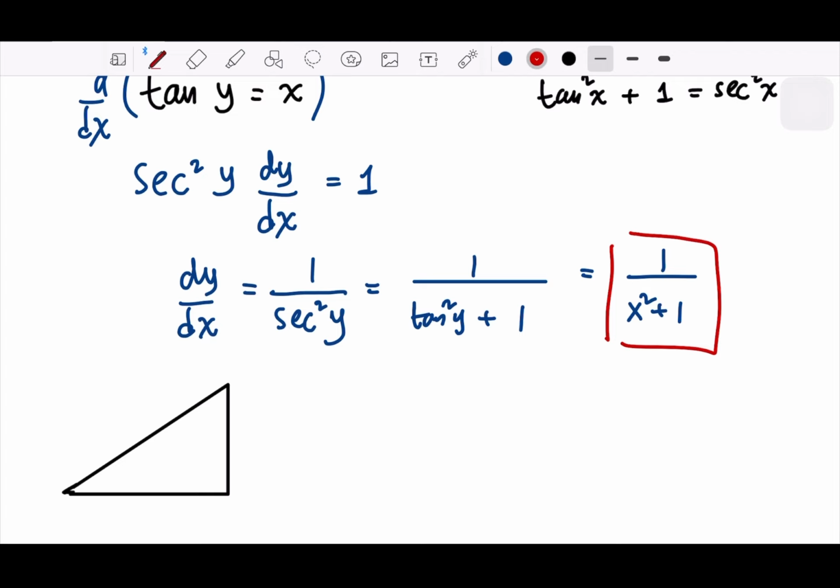So this will be y, and tangent will be x over 1, like that, right? So tangent y is x over 1. Okay.